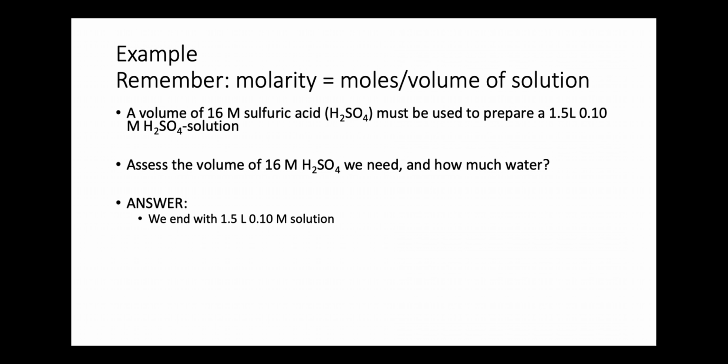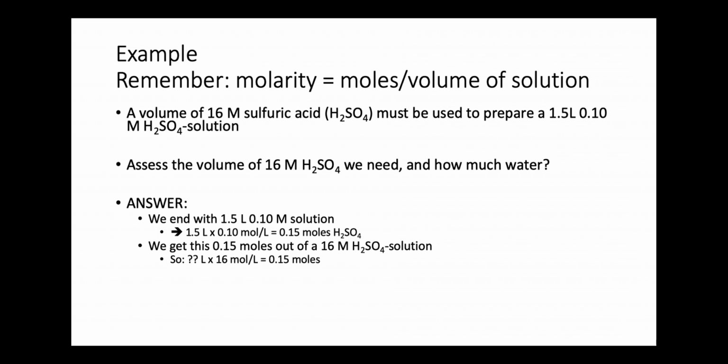So we want to finish with 1.5 liters 0.1 M solution. That means I need 0.15 moles of H2SO4 because 1.5 liter times 0.1 mole per liter is 0.15 moles. How do I get this? We get this out of my 16 M, my concentrated H2SO4 solution.